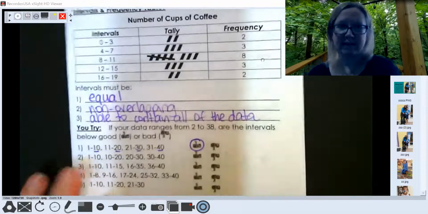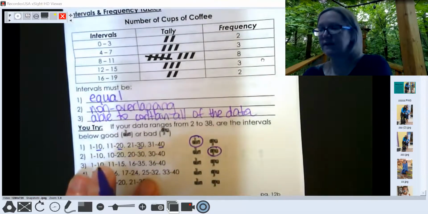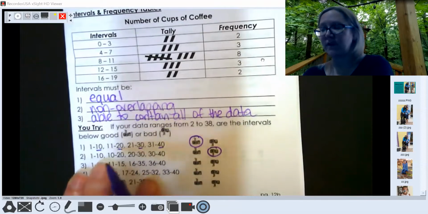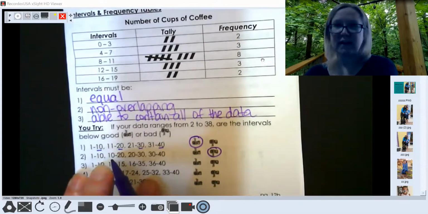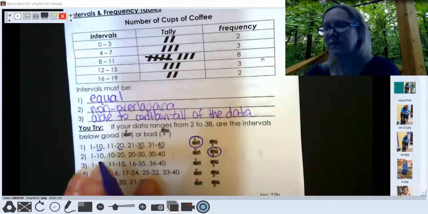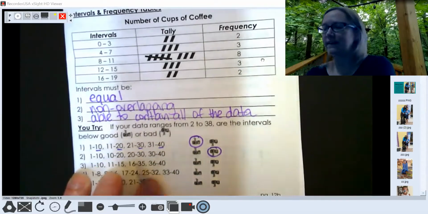Okay, next, number 2 is not going to work, and the reason is because they do overlap, okay? I have 10 here and then I have 10 here. The reason that's a problem is because if I have the number 10, I'm counting it in 2 different places. So the second set does not work.